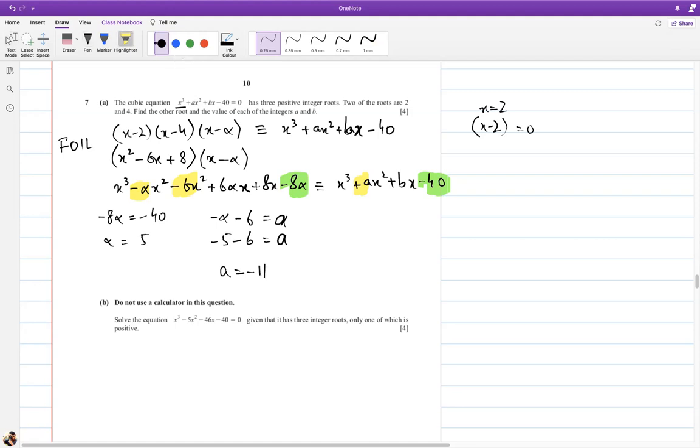I found it. Now the third one is that I have to find b, which is basically the things with x here and the thing with x on the other side. So I'll say that 6 alpha plus 8 equals b, and 6 into alpha, which is 5, is 30, plus 8 equals b. 38 equals b. And there you go.